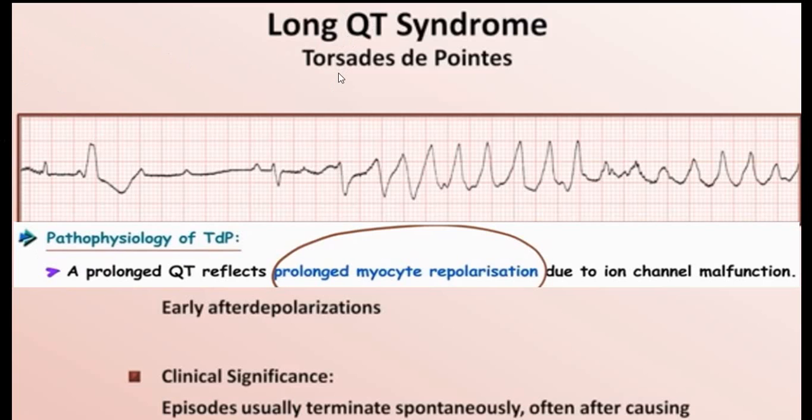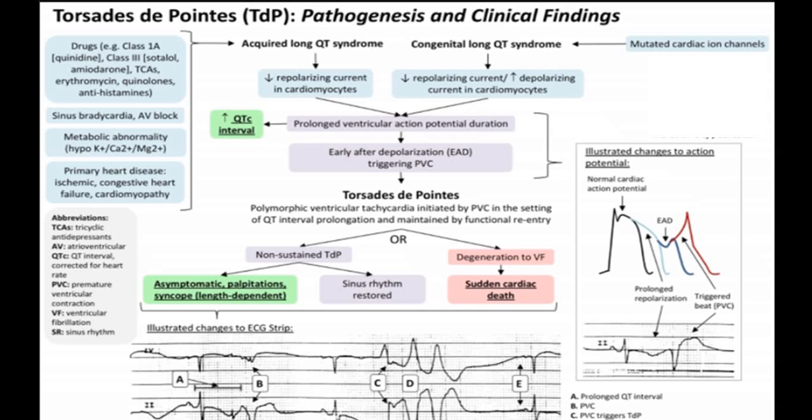So Torsades De Pointes is prolonged QT followed by a polymorphic ventricular tachycardia. This is a little bit in detail regarding the pathogenesis and clinical findings. So you have got a long QT, and long QT is followed by Torsades De Pointes, that is polymorphic ventricular tachycardia, which can be non-sustained and can go into ventricular fibrillation. Non-sustained, a good number of times it is asymptomatic. Some persons may complain of palpitation, and sometimes they can present as a syncope.